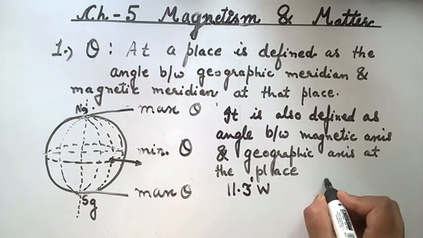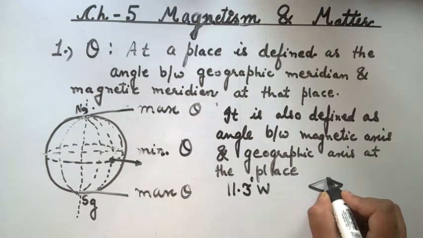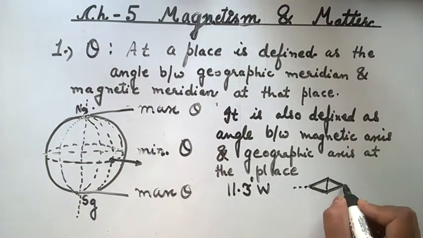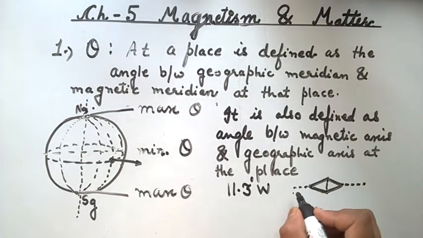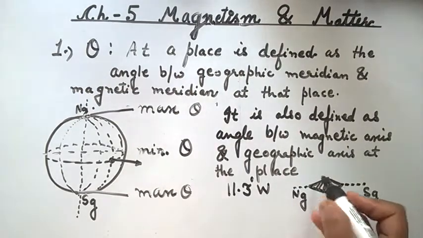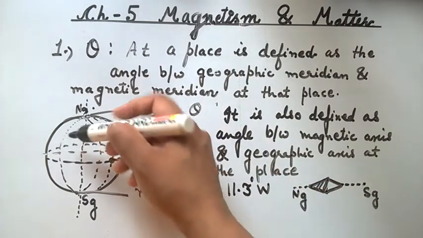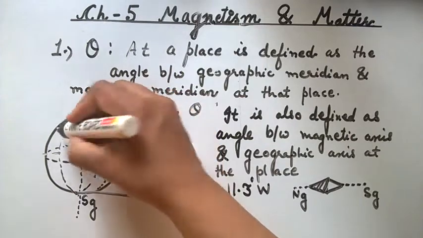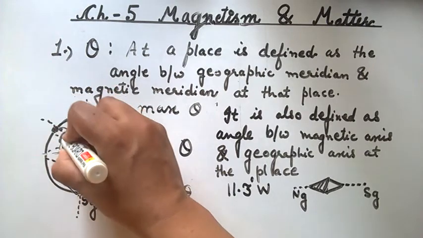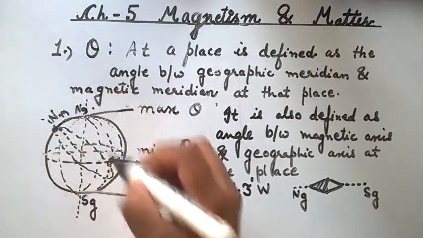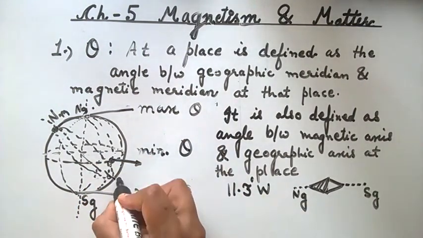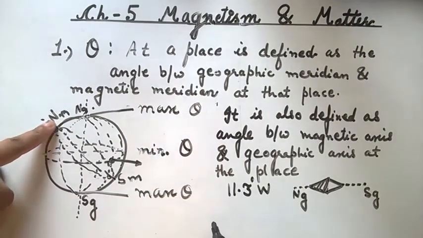And we have also studied that when we suspend a magnetic needle freely, it will not point towards true north or true south, that is towards geographic north and geographic south. It will point towards magnetic north and magnetic south, that is the poles on the surface by magnetic axis. So when we suspend the magnetic needle freely, it will point towards magnetic north and magnetic south.